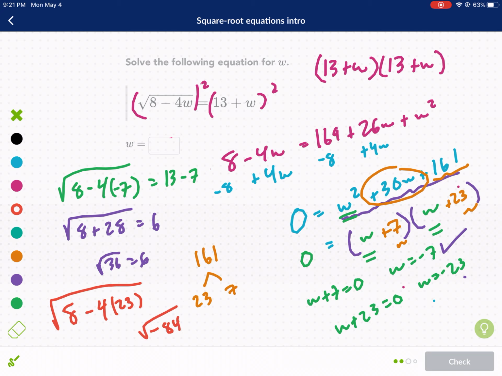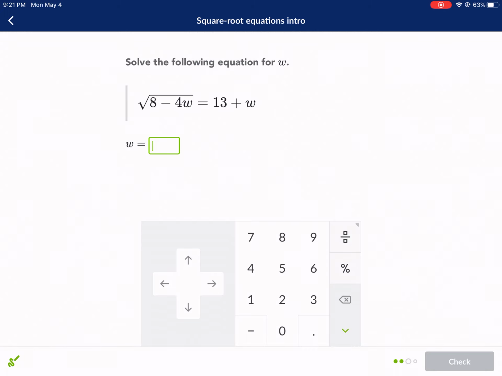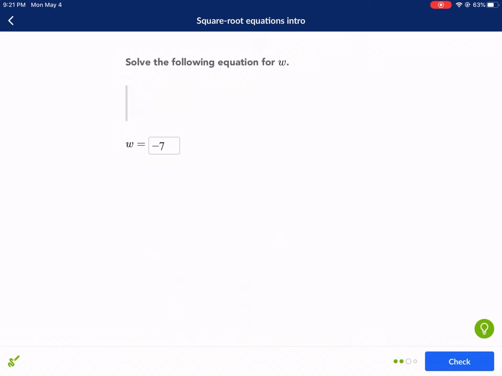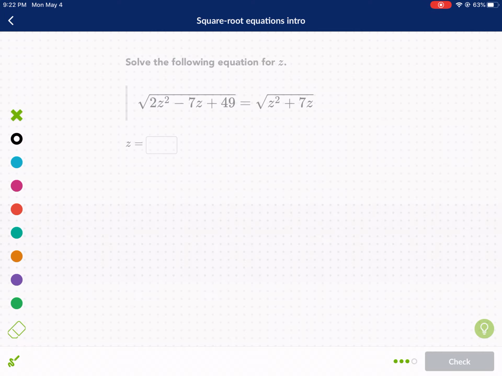We cannot take the square root of that and get a real number. This is an extraneous solution. So I'm glad we saw this, because this is extraneous. So our only answer is negative 7. The giveaway here is that it doesn't give 2 slots, so if you put 2 answers, definitely would have got it wrong.